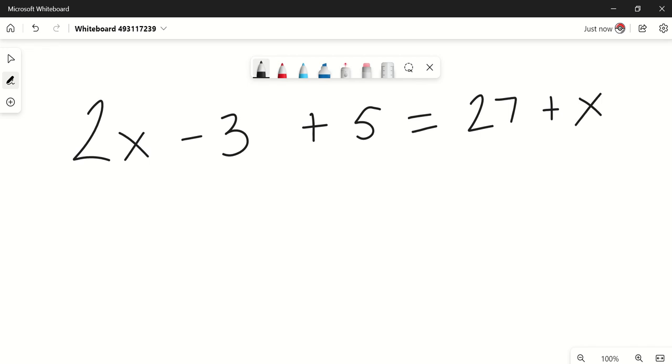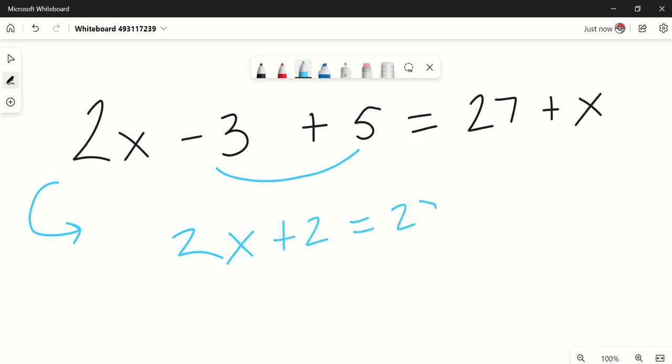What else do we notice? There's multiple steps here, right? So this is why we learned last chapter about combining like terms, right? If I had multiple x's on this side, I'd combine those x's into one. Here, I have multiple whole numbers, so I can combine these two right off the bat. So I would rewrite this. This would be 2x, and what's negative 3 plus 5? Everybody? Anybody have any idea? Negative 3 plus 5 would be? 2. So I'm going to do plus 2 equals 27 plus x.